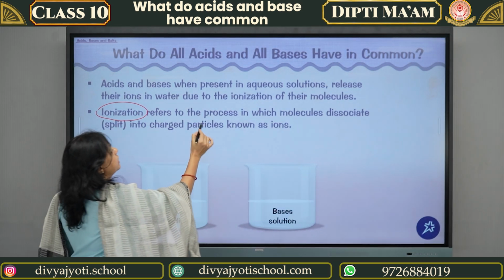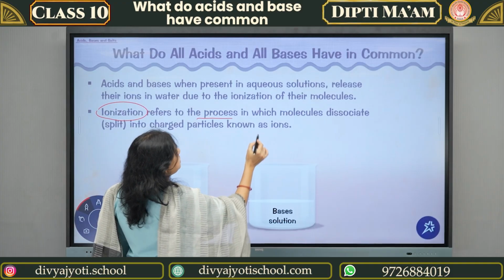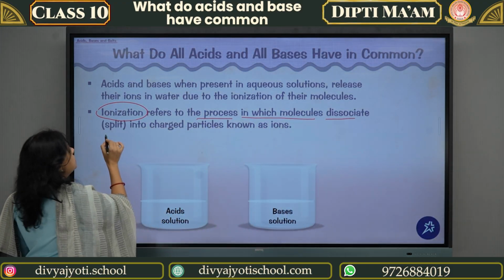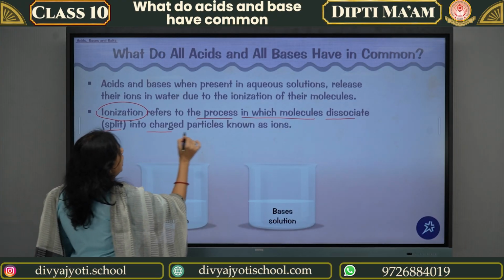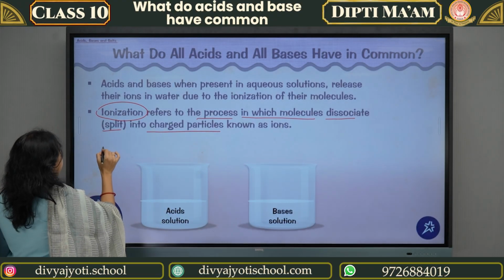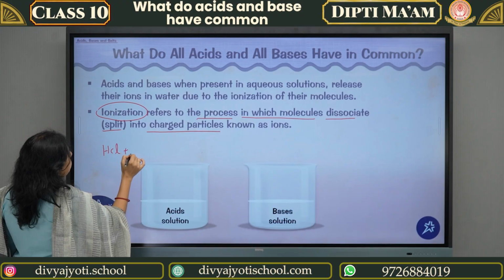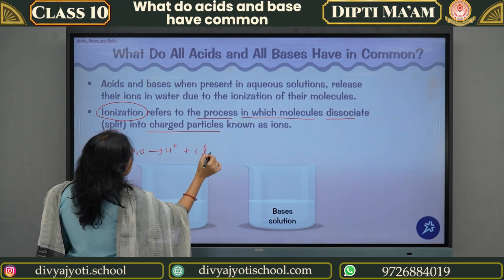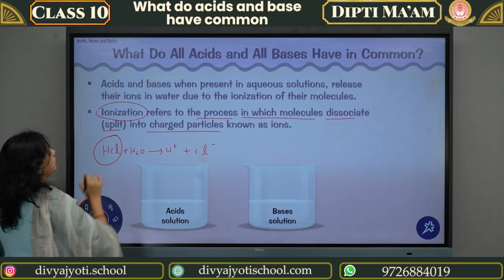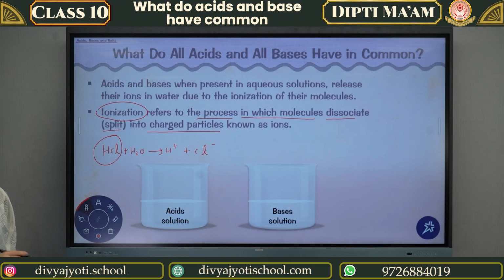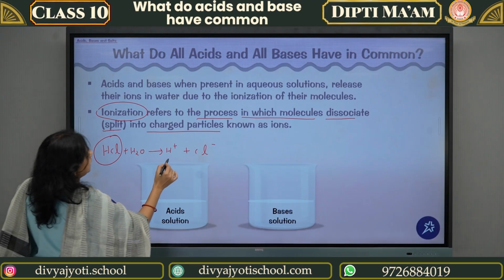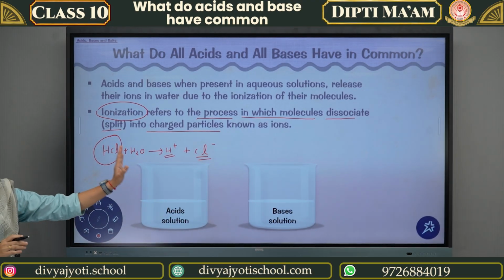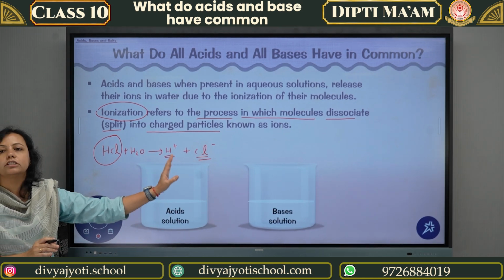Ionization is a process in which molecules dissociate, that means they split into charged particles. We can see here that HCl, if it reacts with the water, is converted into H plus and Cl minus ions. So here you can see the splitting of the HCl molecule, which reacts with the water and is converted into H plus and Cl minus ions.